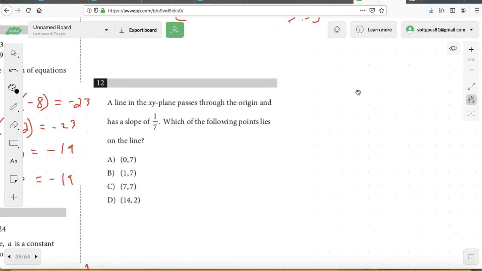Question number 12. A line in the xy plane passes through the origin. That means the point 0, 0. It's kind of the center of an xy axis. Passes through the origin. Got to know that term. And has a slope of 1/7. Which of the following points lies on the line? Everybody wants to pick B here, and they're all wrong.